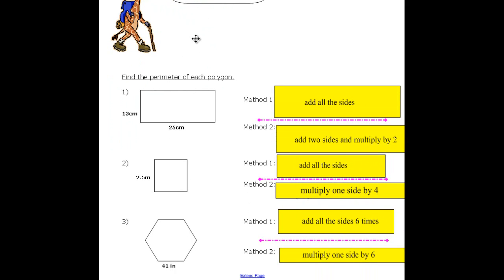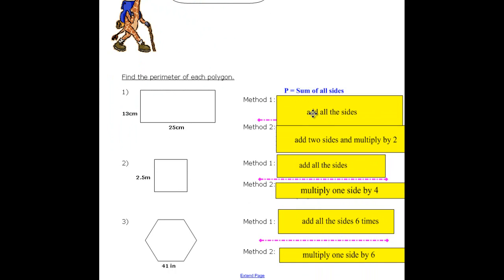So let's take a look at a couple different methods. The first method is to just add up all the sides. For that, you're going to use the formula perimeter equals the sum of all sides. Pretty straightforward. It can be used on anything, even an irregular shape. On this page, we only have regular shapes, but we might be doing some irregular shapes. So you can sum all the sides, and notice here that I even have sides listed that are not shown.